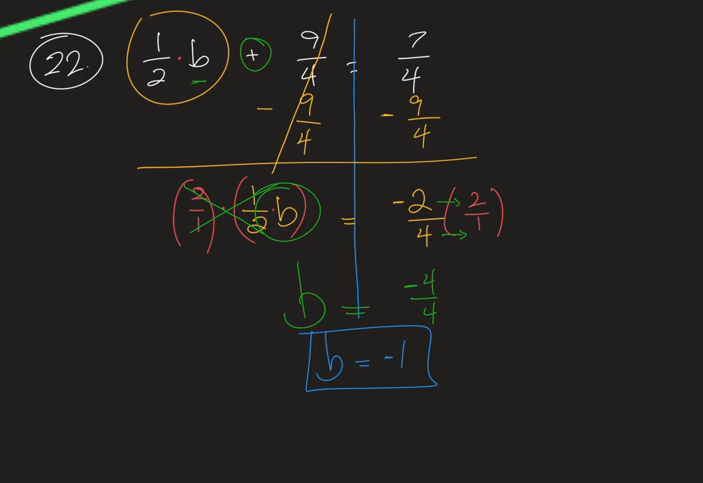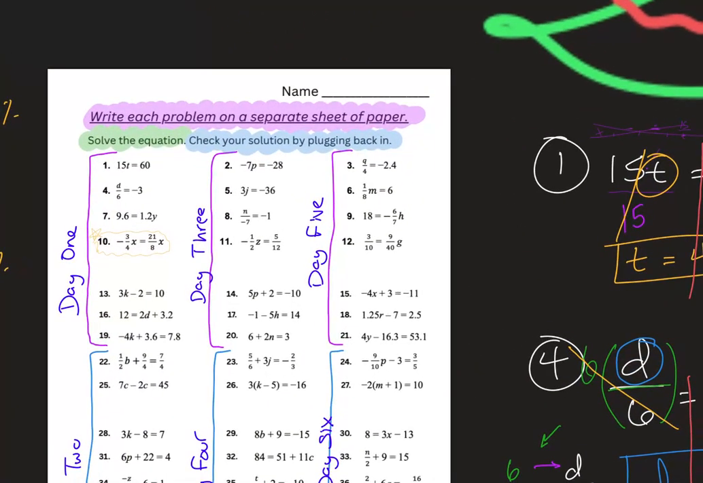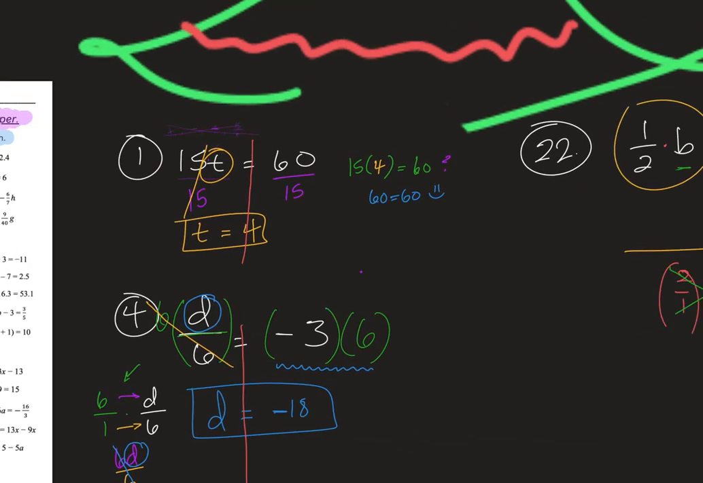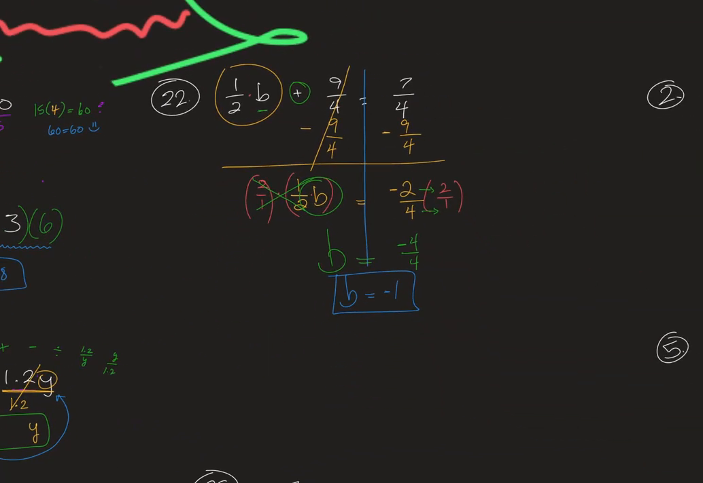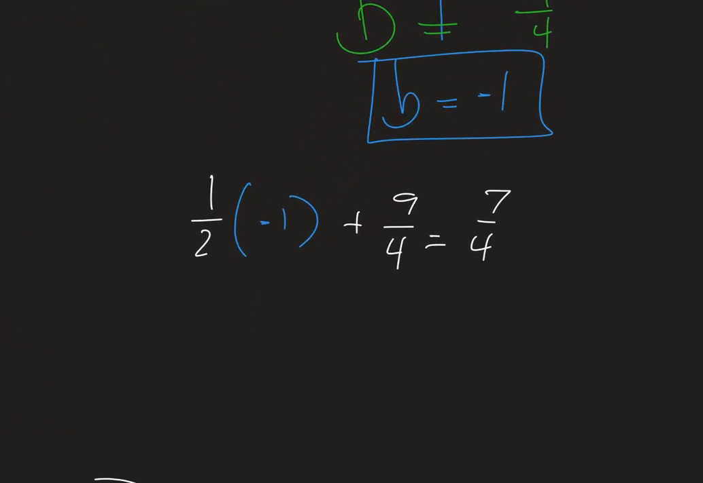Okay, so then just like the paper says, write each problem on a separate sheet of paper, solve the equation. All right, we did that. And now we are going to check our solution by plugging it back in. I did that yesterday, but just want to give you an idea of what you should expect for today. So we have 1/2 b, or as we now know it, -1. So 1/2 times -1 plus 9/4 equals 7/4. Zoom in here. And what's -1 times 1/2? Well, that would be -1/2 plus 9/4 equals 7/4.